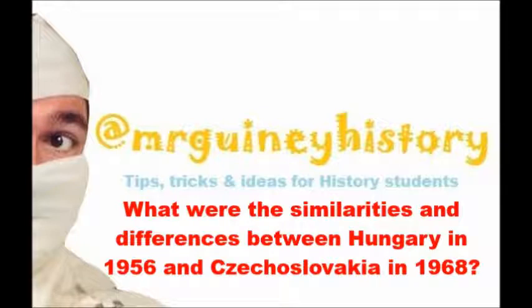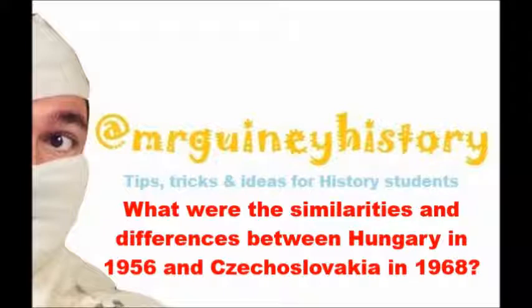So, to sum up, what were the similarities and differences between Hungary in 1956 and Czechoslovakia in 1968? We have said that they were similar in terms of causes, events, and consequences, and likewise that there were differences in causes, events, and consequences.